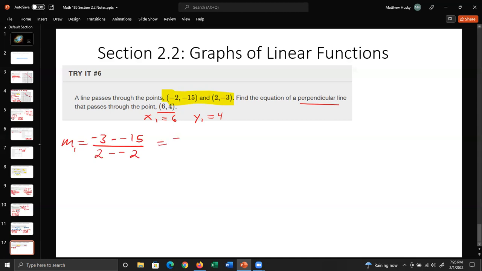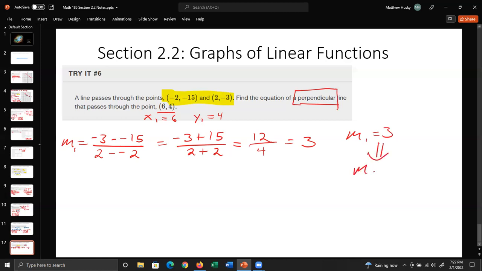-3 minus -15 is -3 plus 15. 2 minus -2 is 2 plus 2. -3 plus 15 is the number 12. 2 plus 2 is the number 4. Divide that and you get a 3. So M1 is 3. They want it to be perpendicular, which means I need to change it to M2, which will be -1/3. You have to do the opposite reciprocal.